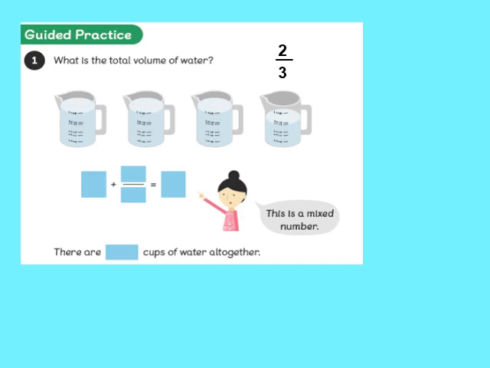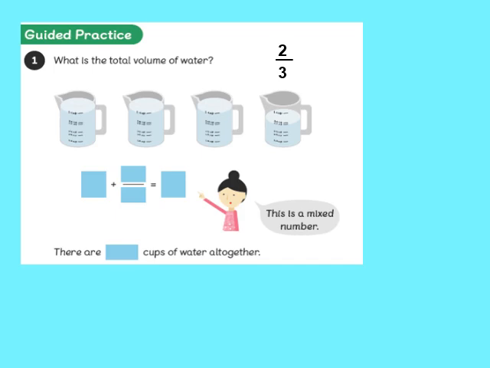So here is the first part of today's guided practice, and it asks us what is the total volume of water. And we have 4 jugs here, and the first 3 have 1 cup in each jug, but the final one has 2/3 of a cup. So how can we begin to write this as a mixed number?